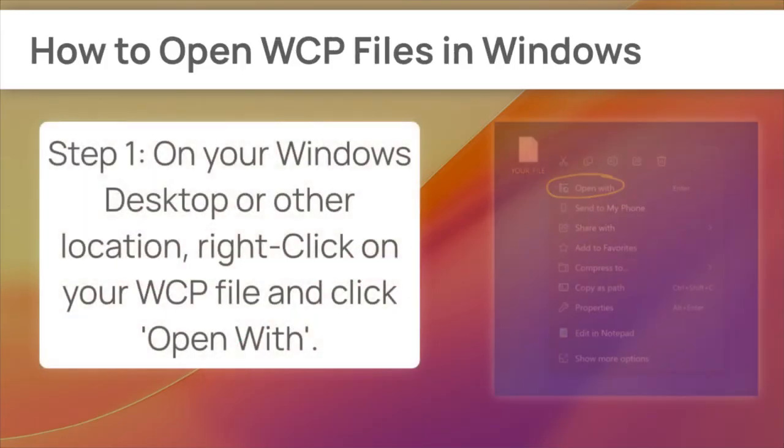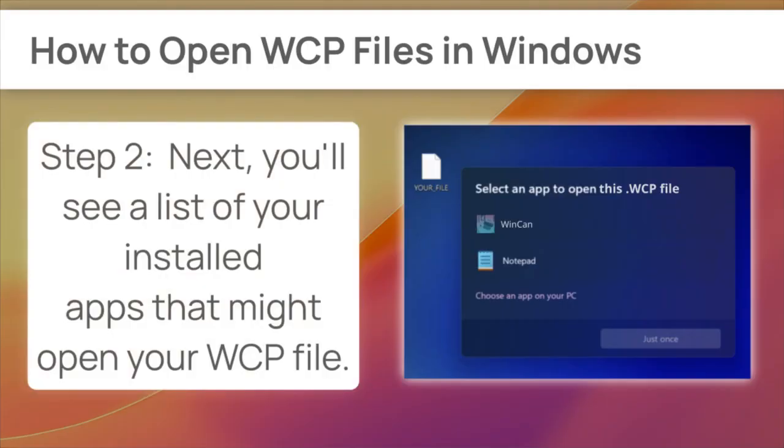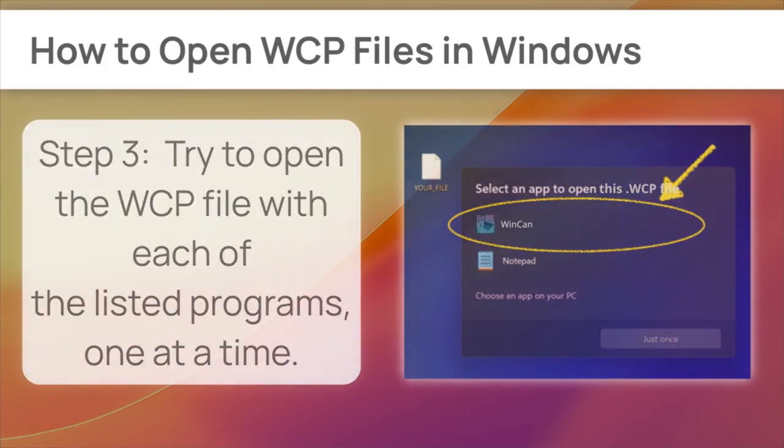Start by right-clicking the WCP file and selecting Open With. Test WinCan first if it's installed. If you don't find it, pick any other option. Some WCP files are very particular about the opener.